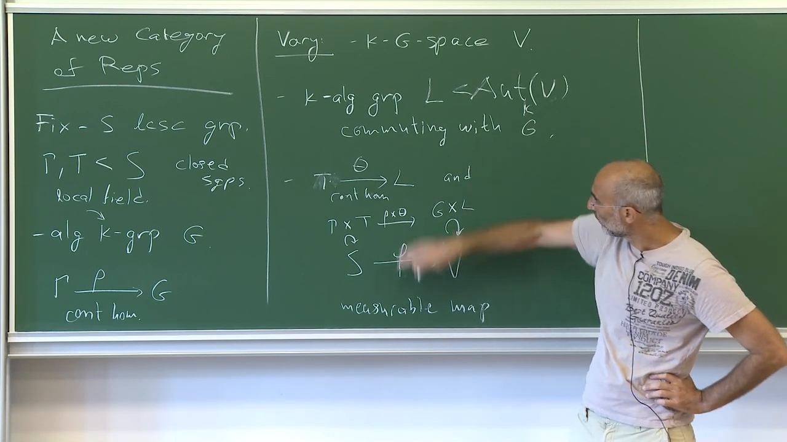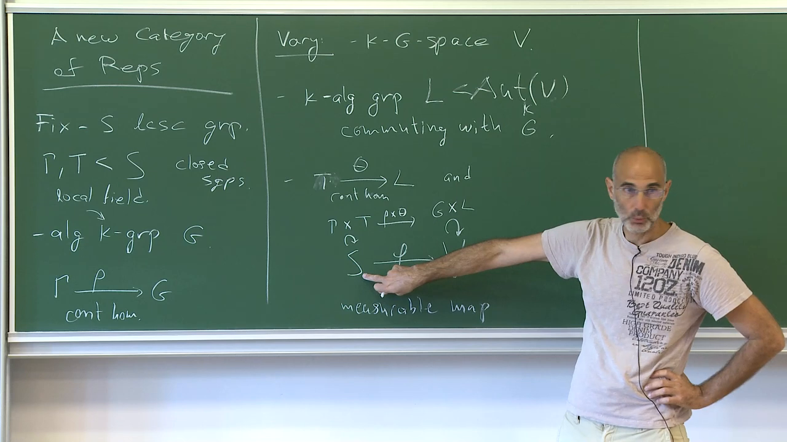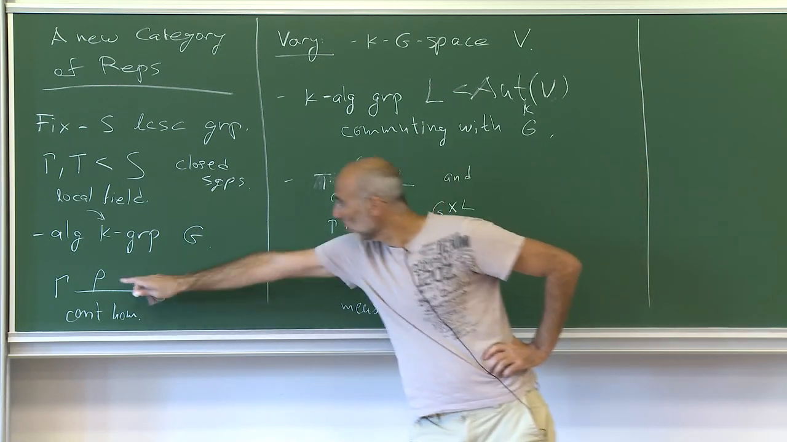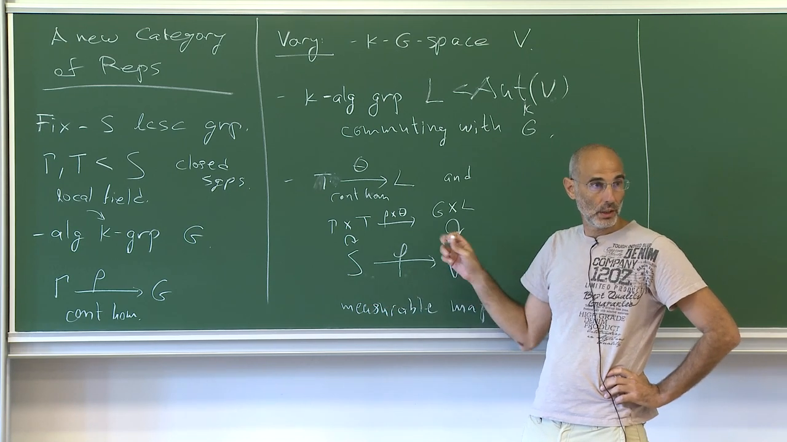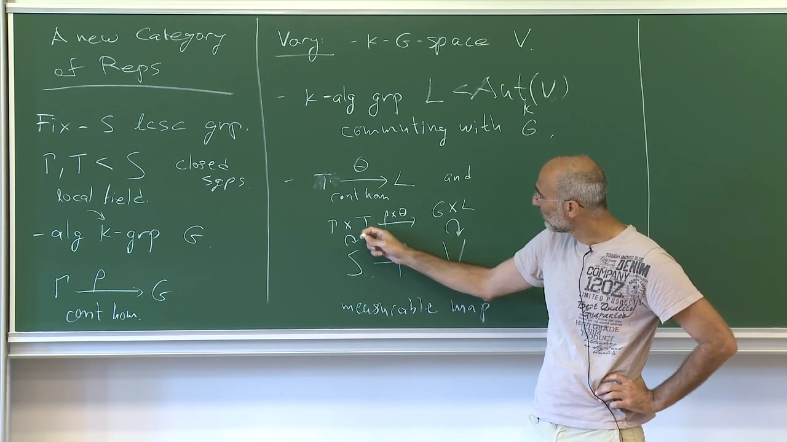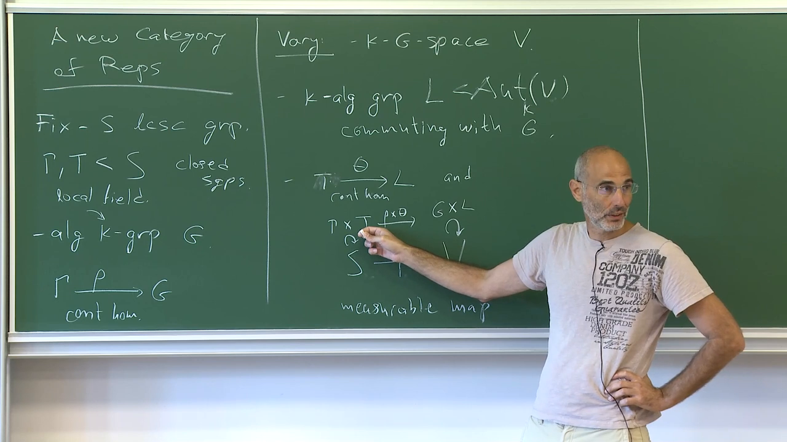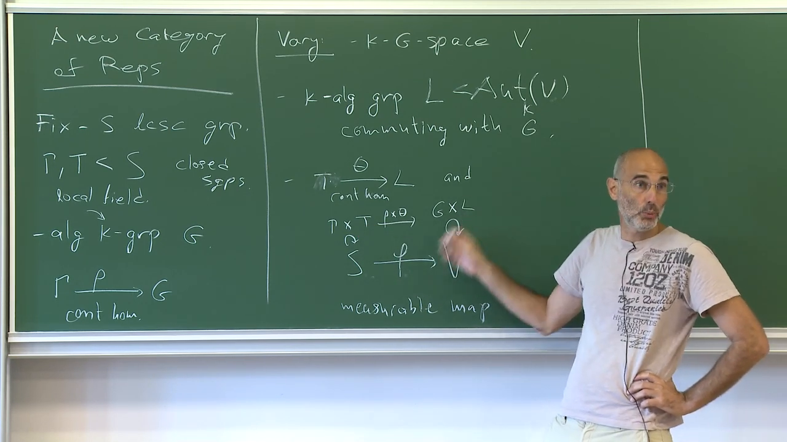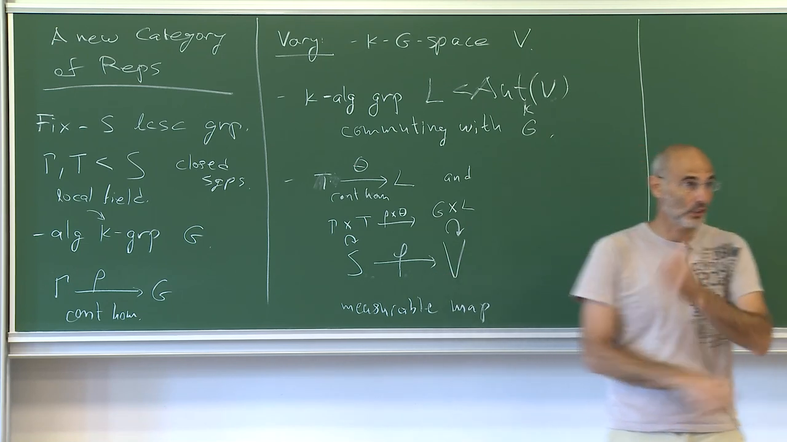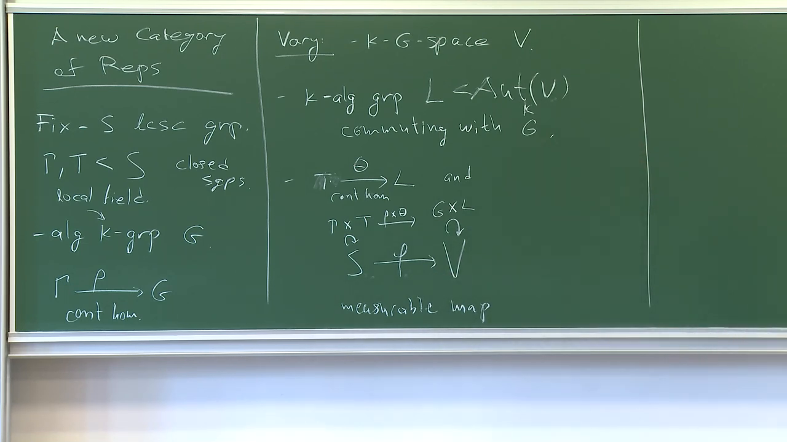Somehow the game will be that I want to prove a superrigidity result. I'm starting with rho. I want a map from S to G, and I will have it by pieces. I'll start with maps from T, groups which are small in S, to some algebraic groups, and somehow I will enhance this structure using these tricks of commutativity that we played before.